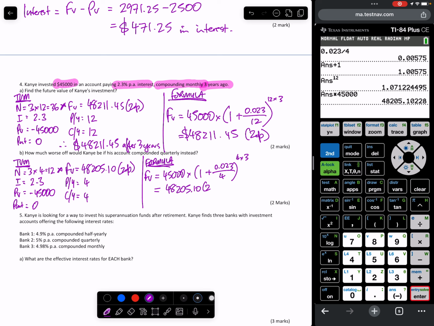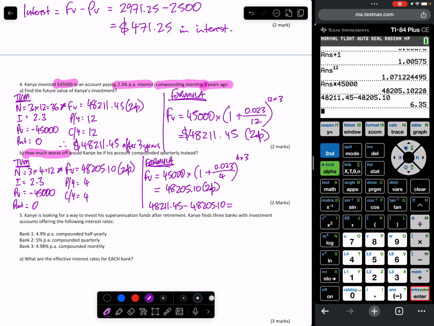48,205.10 again to 2 decimal points, but we're working out how much worse off. How much worse off? So obviously he's got less money here. 48,211.45 minus 48,205.10 equals $6.35 worse off.